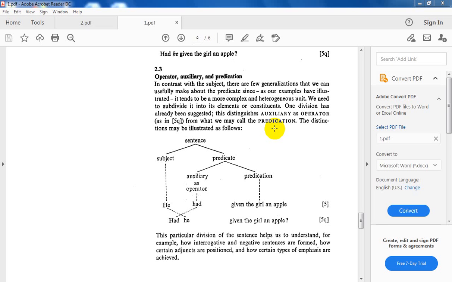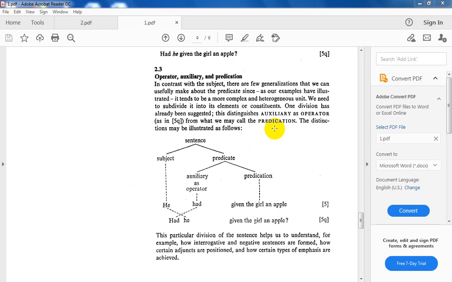According to these characteristics, we are in for what? For some sort of modification and some sort of generalization. So there are a few generalizations that we can usefully make about the predicate. Since, as illustrated, the predicate tends to be a more heterogeneous and more complex unit. If you note, the predicate is more heterogeneous, more complex than the subject.